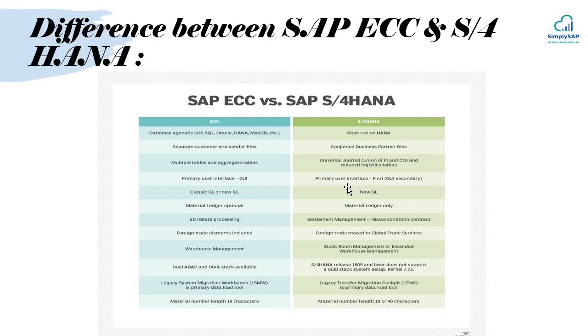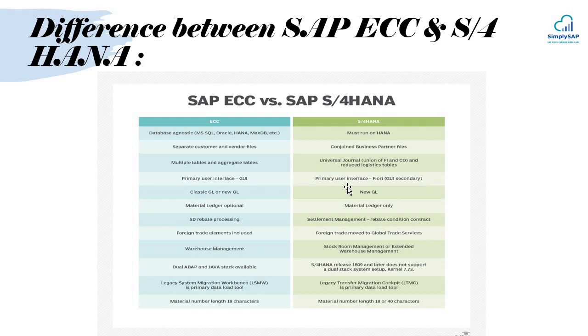The next difference is the new general ledger. SAP ECC can run either on a classic GL structure or the new GL structure, whereas SAP S4HANA uses only the new GL, which is technically very similar to the new GL in ECC. However, the new GL's functionality is required in S4HANA and is a prerequisite for the new asset accounting.